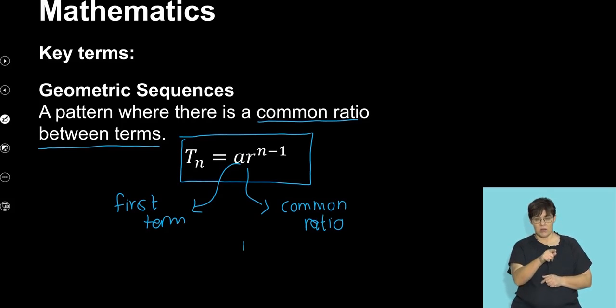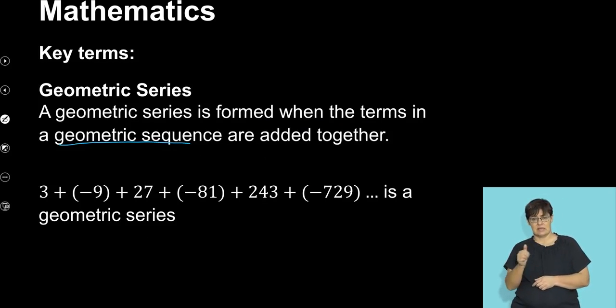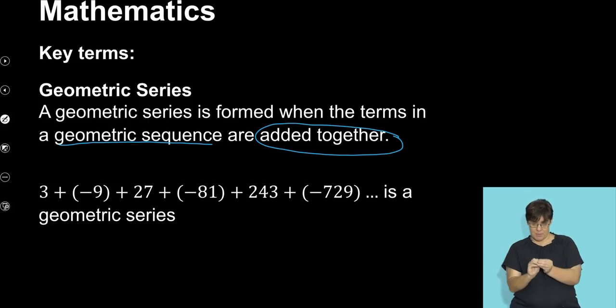Please remember you can find your common ratio by taking a term value over the value of the term that comes before it. Let's look at the next slide. A geometric series is formed when the terms in a geometric sequence are added together. So please be careful. There is a difference between sequences and series. Series are an actual sum, whereas a sequence is a list of the values of a pattern.